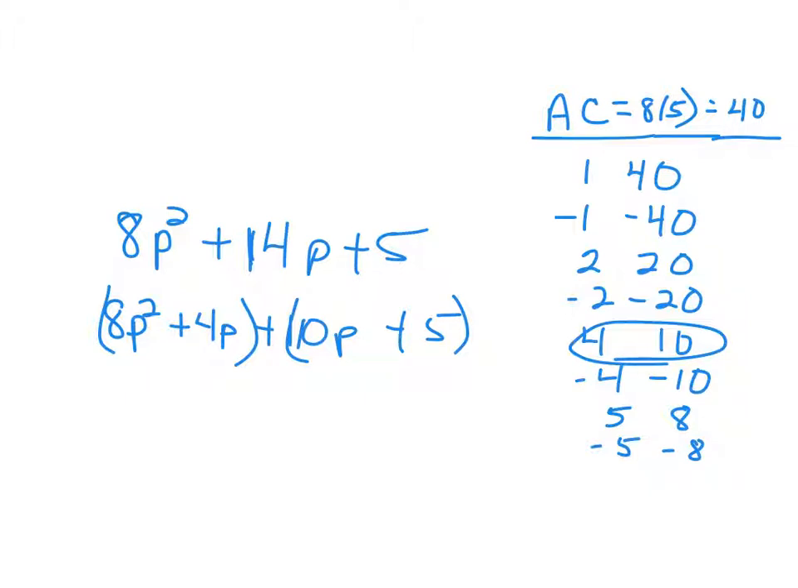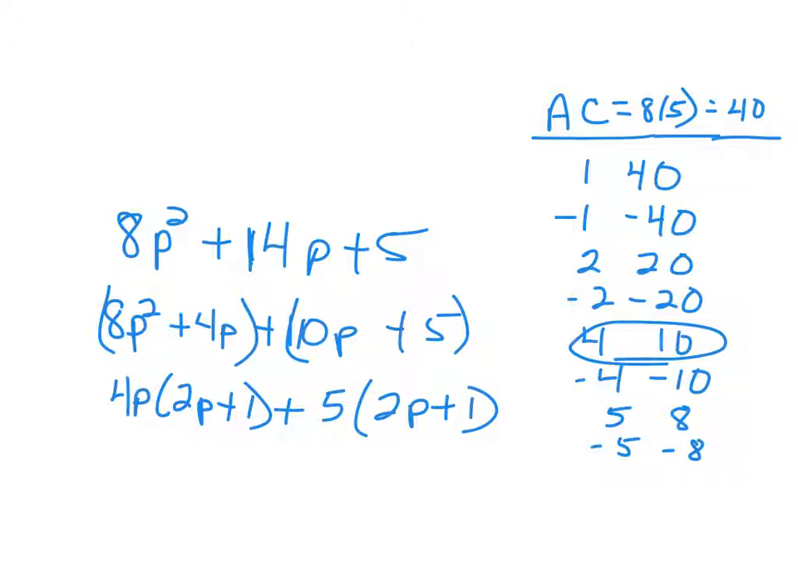So how about taking 4P out of 8P squared and 4P? What's that leave inside the parentheses, class? P and plus 1. You're both close, but you're both a little bit off. 2P plus 1. 2P plus 1, okay. And what do you want me to take out of 10P and 5? 5. And then we'll have another 2P plus 1. So at the end of the day, I have 2P plus 1 and 4P plus 5.